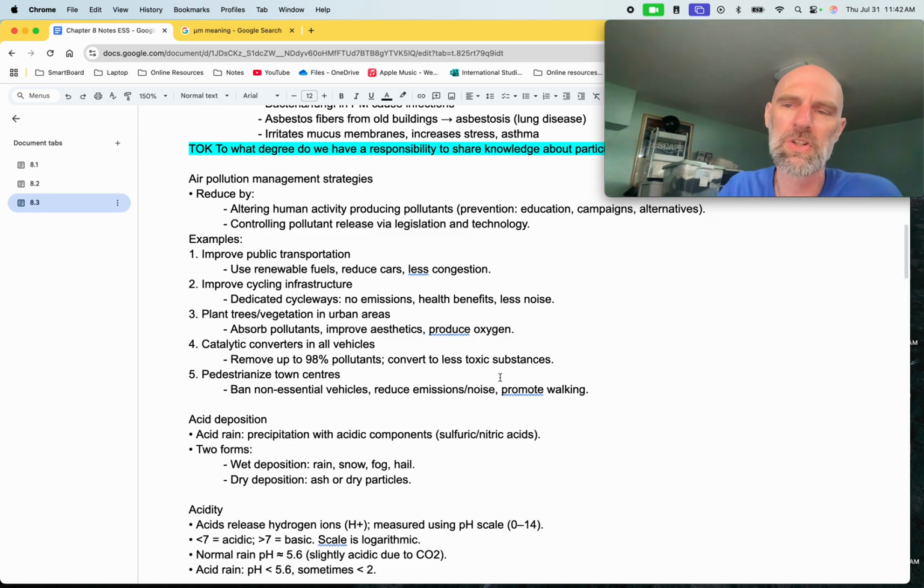Catalytic converters in all vehicles, make that global. So, get a way to check those too. They remove 98% of the pollutants, converting them to less toxic substances. That would be a great start. Pedestrianized town centers. Why? Because when you've got cars stuck in traffic, they're just putting out emissions, and the air doesn't flow very well in town centers. So those emissions just sit there.